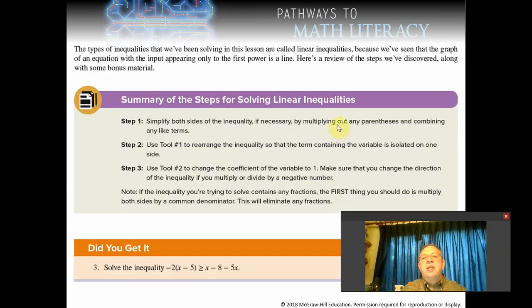Just like we did with equations, we've got a summary of the steps. Simplify both sides of the inequality if necessary by multiplying out any parentheses and combining any like terms. Use tool number 1 to rearrange the inequality so the term containing the variable is isolated on one side. And then number 2, the multiplication or division tool, to change the coefficient of the variable to 1.